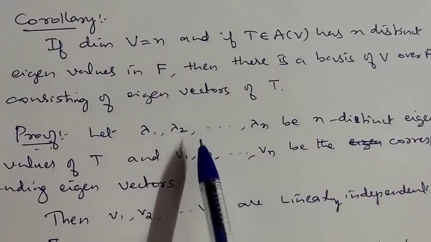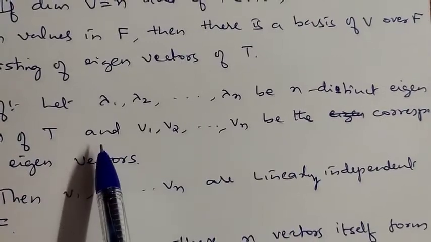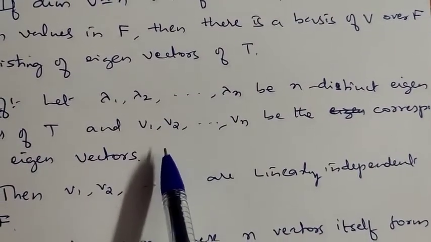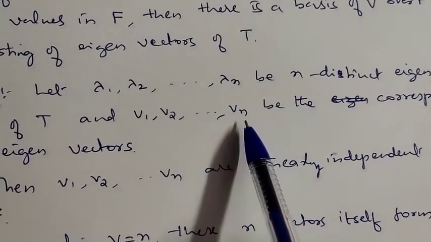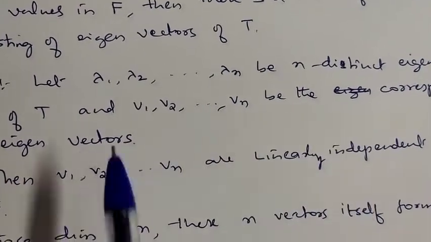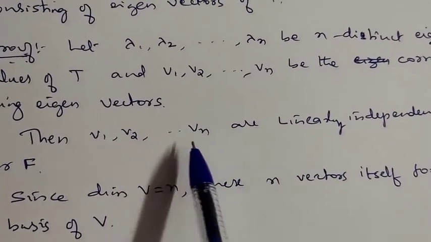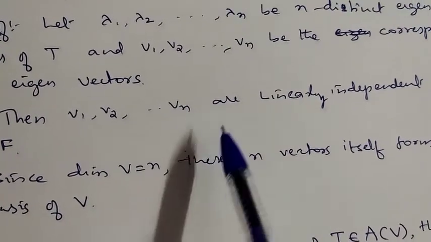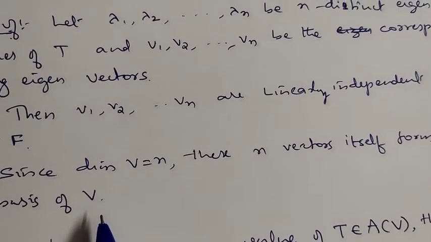Let lambda 1, lambda 2, etc., lambda n be the n distinct eigenvalues of T. If these are the n distinct eigenvalues, there exist corresponding eigenvectors, say V1, V2, etc., Vn. But by the previous theorem, these eigenvectors are linearly independent. Since the dimension of V is n, these linearly independent vectors by themselves form a basis of V.